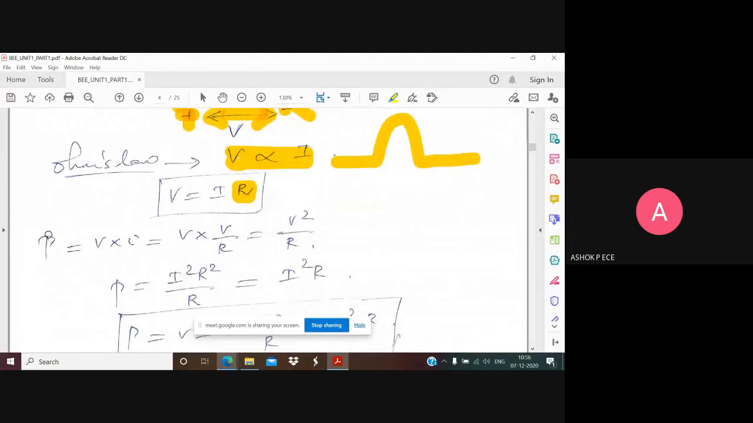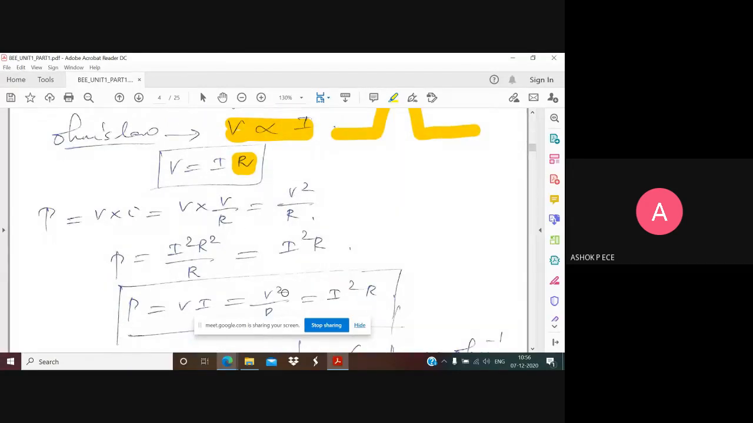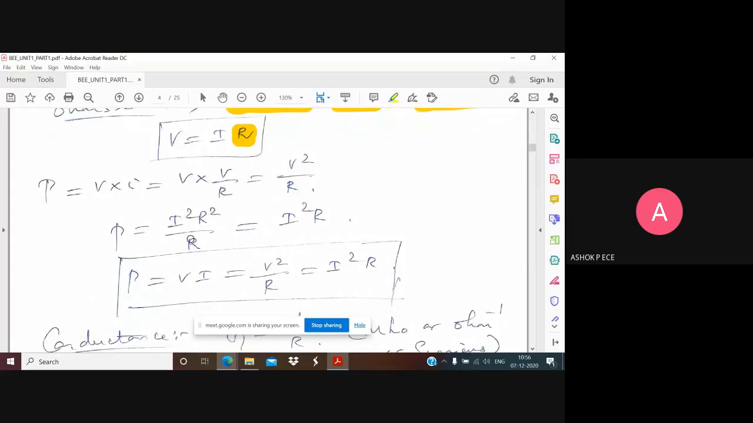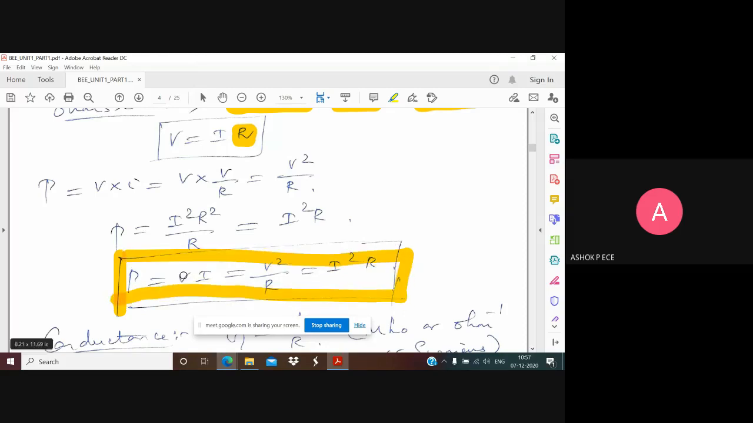And how will you find the power across a resistor? You have three formulas for power. First formula, power is voltage into current. From Ohm's law, you can write I is equal to V by R, so it becomes V squared by R. If you want to find the power in terms of current, substitute V as IR. So IR into I, you get I squared R. So for power across a resistor, you have these three formulas: power is voltage into current, or V squared by R, or I squared into R.